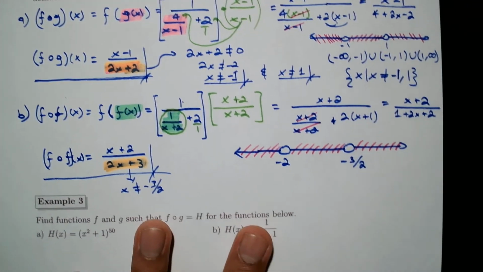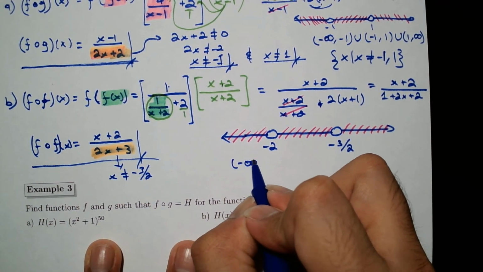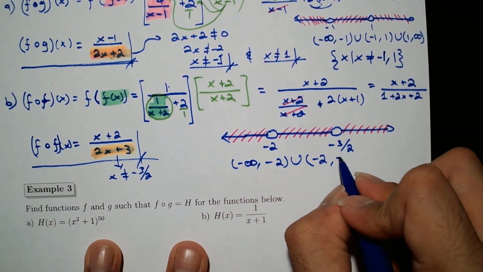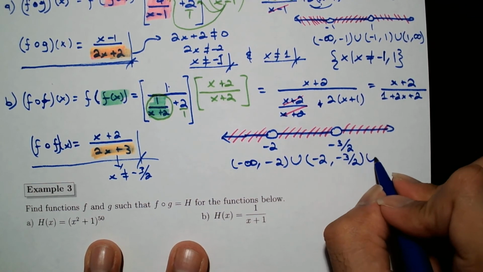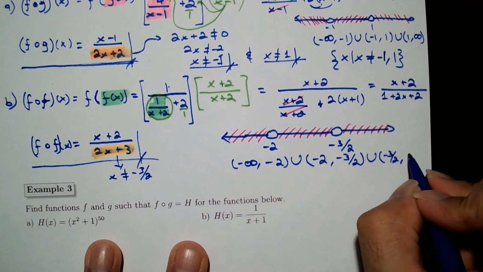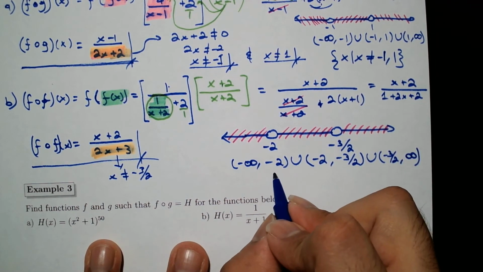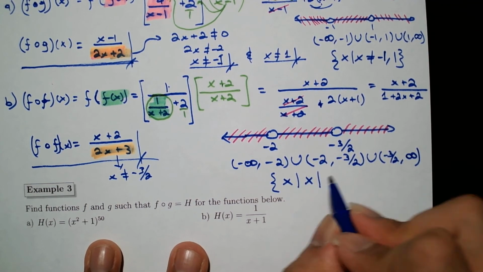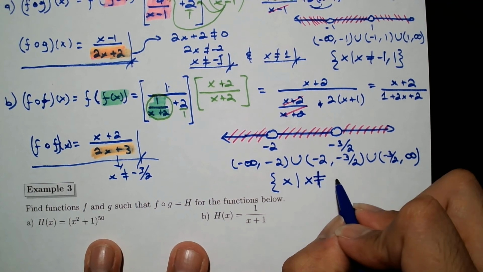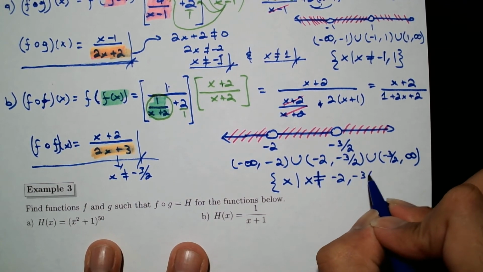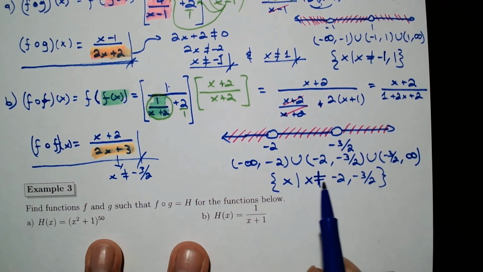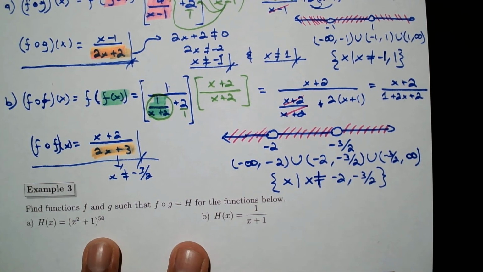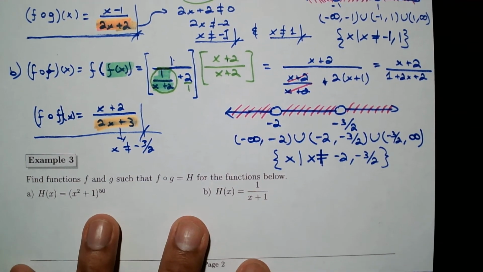Again, let's write this using interval notation: negative infinity to negative 2, union with negative 2 to negative 3/2, and union with negative 3/2 to positive infinity. Using the other notation, set notation, x such that x cannot be negative 2, comma, negative 3/2. Most likely on MyMathLab, again, you will be given this structure already. Here you will need to fill in these blanks, which are the numbers that are excluded from the domain.